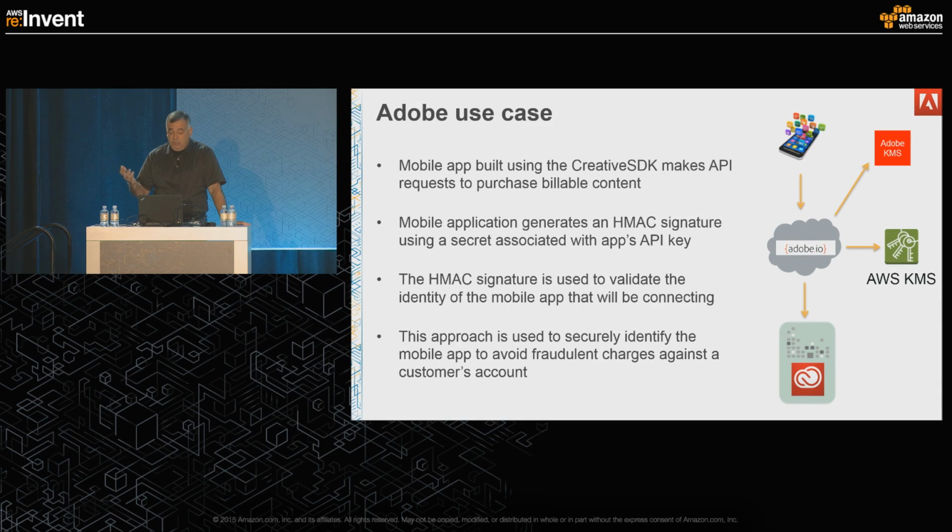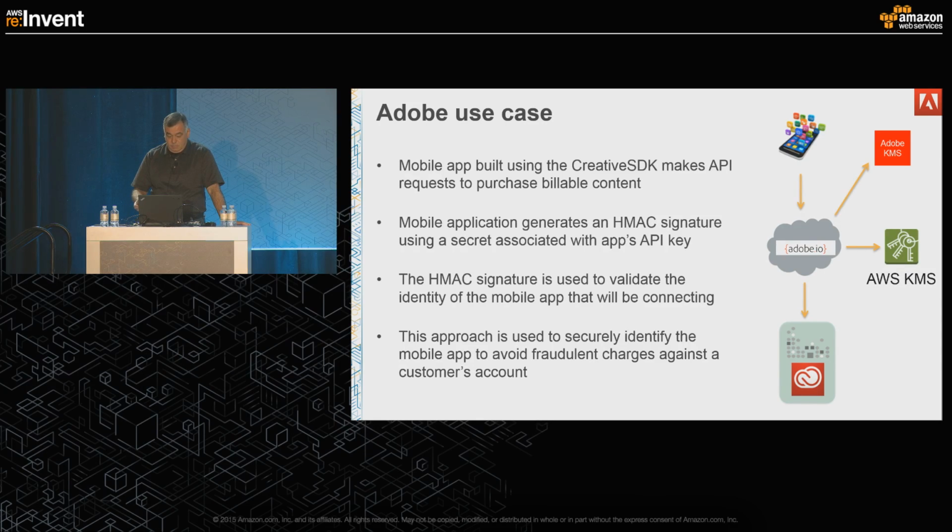When the mobile application is making a call to the Creative Cloud through the Adobe.io gateway, the gateway would be able to validate that signature and say, yes, this is a call from a valid customer, it's been properly signed, and then we can allow the request to go through and have the content be accessed. This was important because we did not, of course, want somebody fraudulently billing or ringing up charges against somebody else's account.